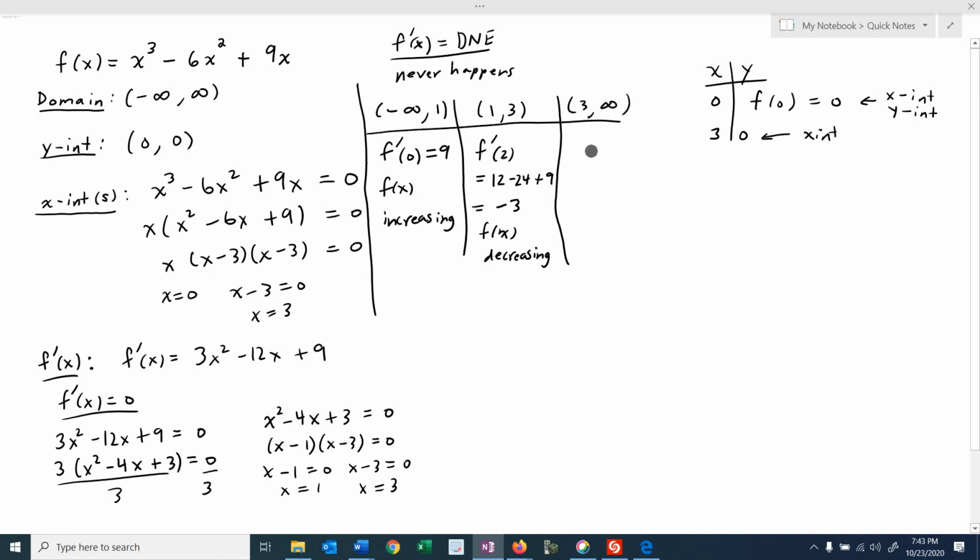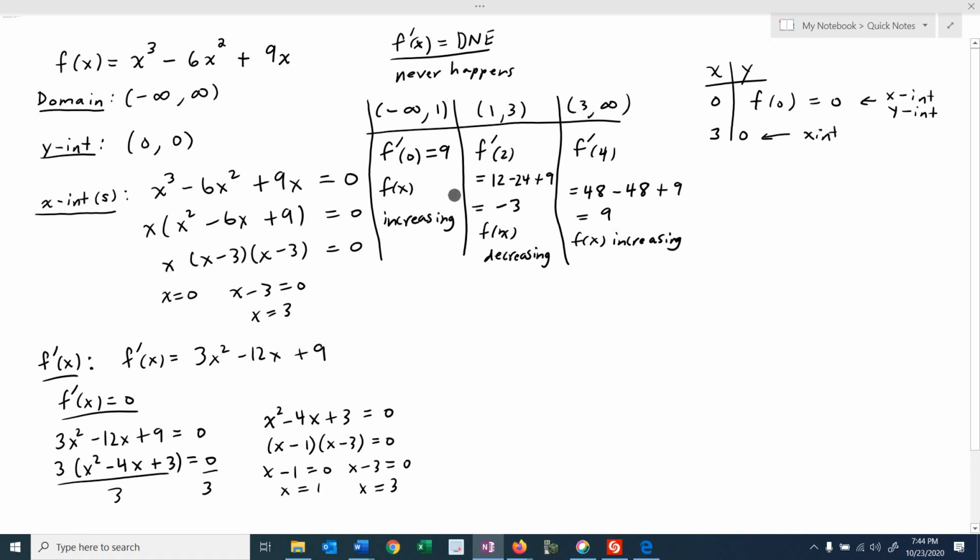Okay, and then for a test point in the last interval, we could use 4. Plugging that in, 16 times 3 is 48, minus 4 times 12 is 48, so you subtract the 48, plus 9, and we just get 9 out of this. That means the function's increasing. So then this is a sign chart for the first derivative.